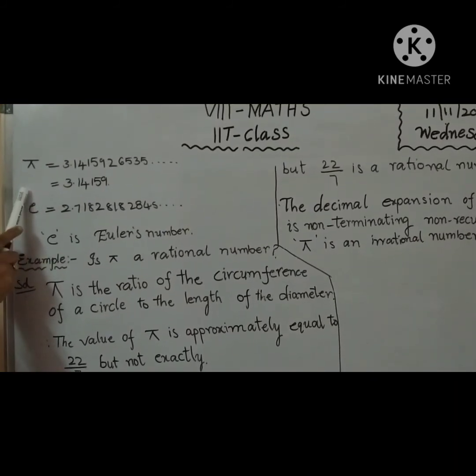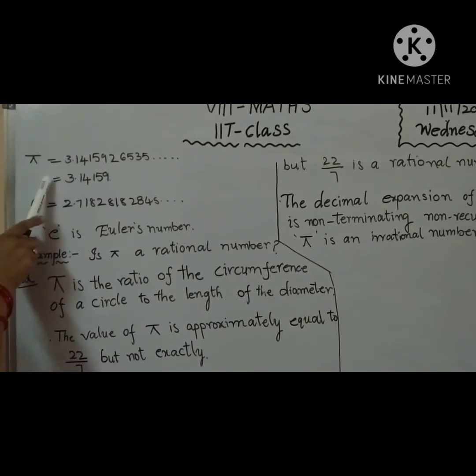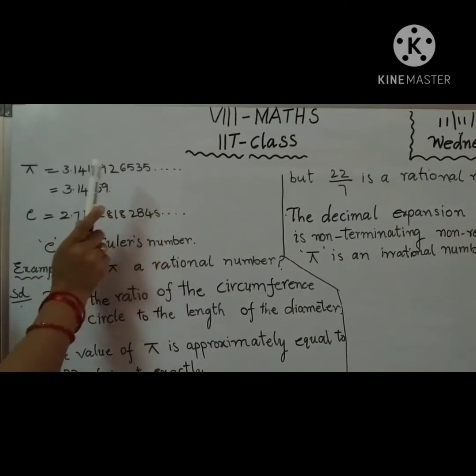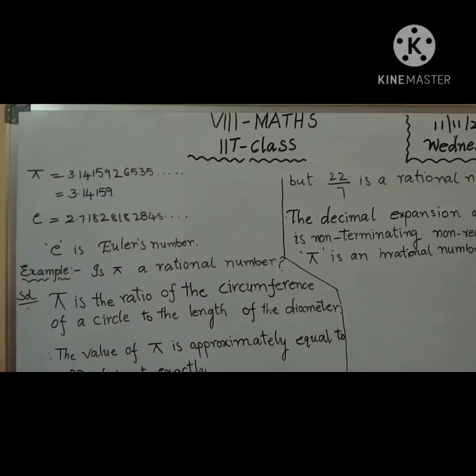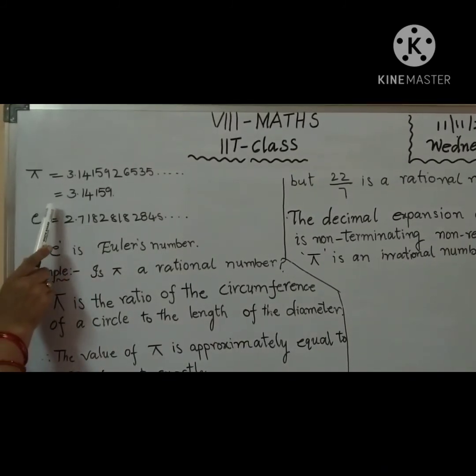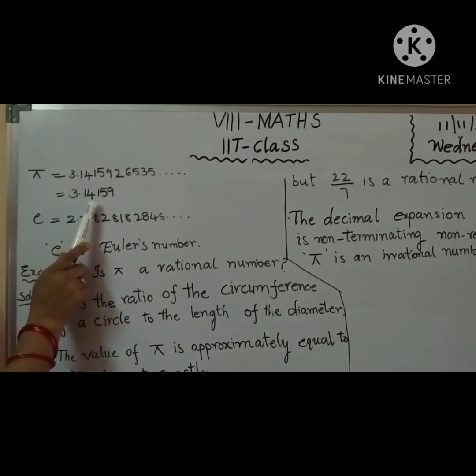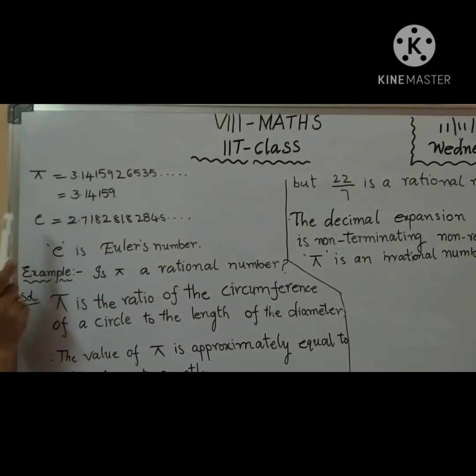Next, pi and e values. Pi equal to 3.141592655 and so on. It is approximately, not perfect, it is an approximate value. So it is considered to only 5 decimals, 3.14159. It is the pi value.